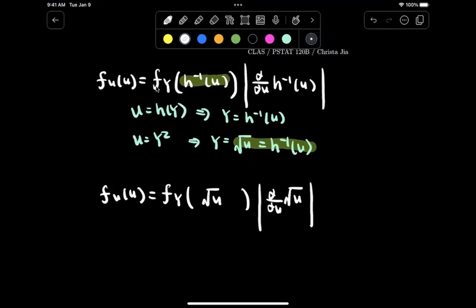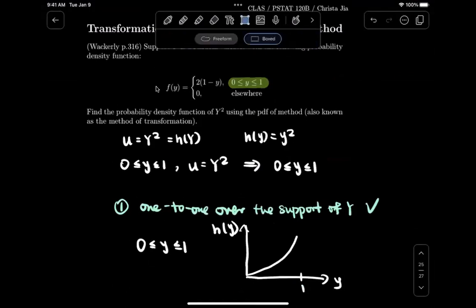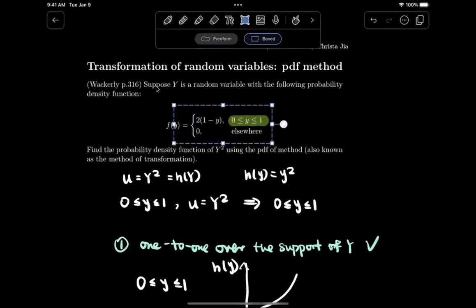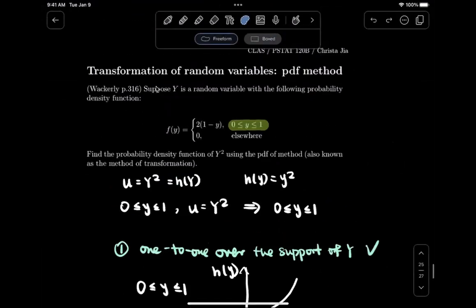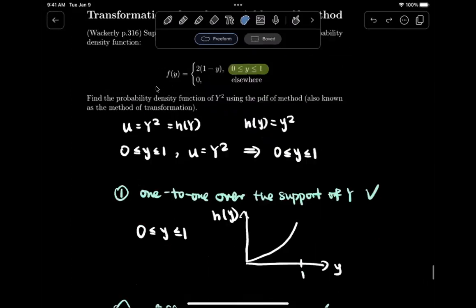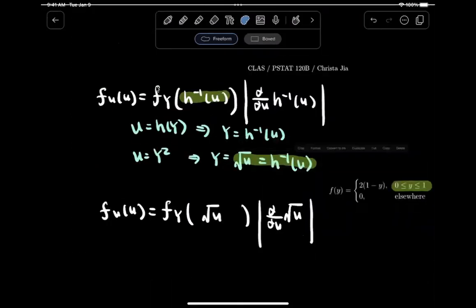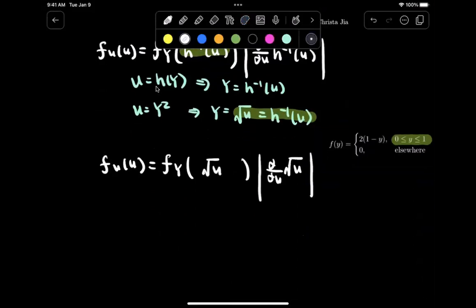And let's take a look at the PDF of y again. So the PDF of y is 2 times 1 minus whatever is inside of the parentheses, times the absolute value of 1/2 times 1 over the square root of u.